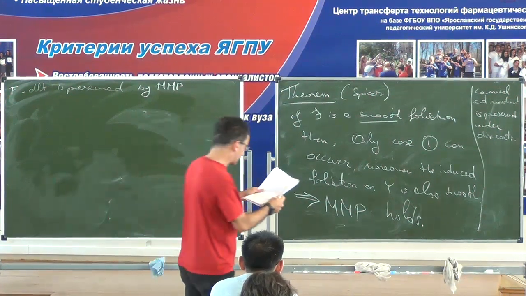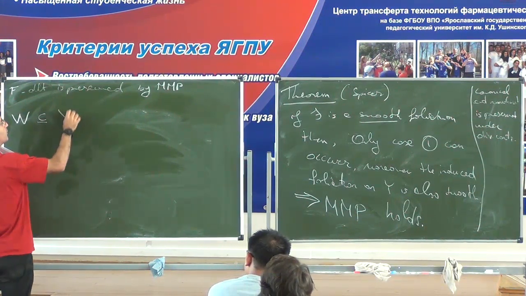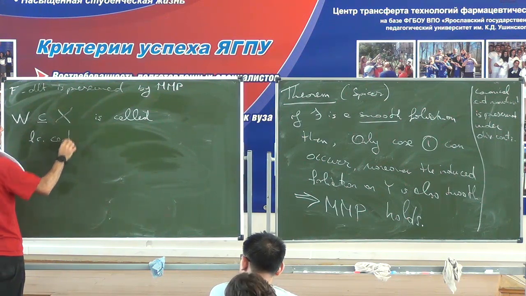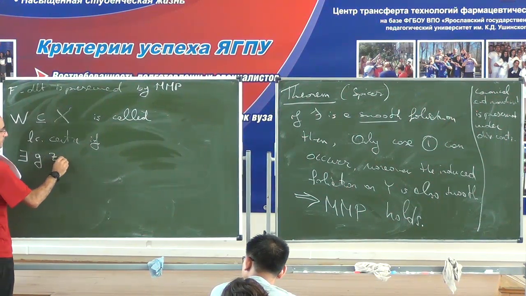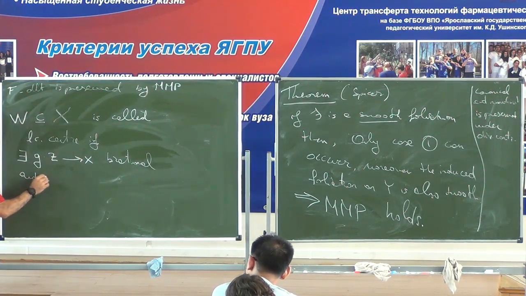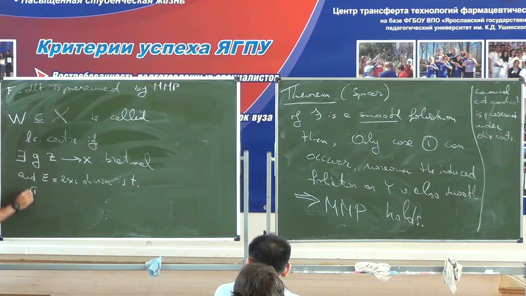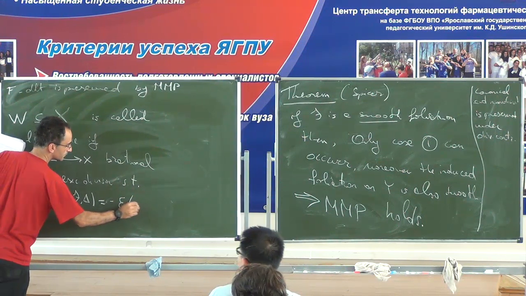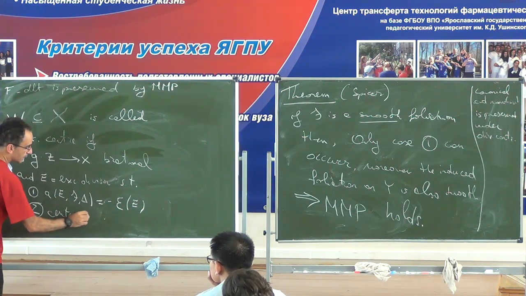Now I need to define what a log canonical center is. Sorry about that. Many of you probably already heard this word in the classical minimal model program. If you have a subvariety W of X, this is called a log canonical center if there exists some g from Z to X birational, and E an exceptional divisor, a prime exceptional divisor, such that, first of all, the equality holds. I'm going to comment on this in one minute. And the second property is that, so far I never talked about W, the center of E in X is W.